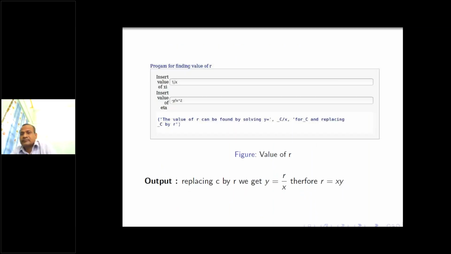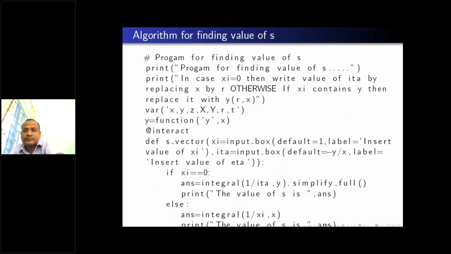Sir, screen is not visible. Hello. Screen is not visible, sir. Screen is visible. Hello. Okay, sir, screen is visible. No issue over here. Okay, you can continue, sir. Please. Thank you, sir. Okay.